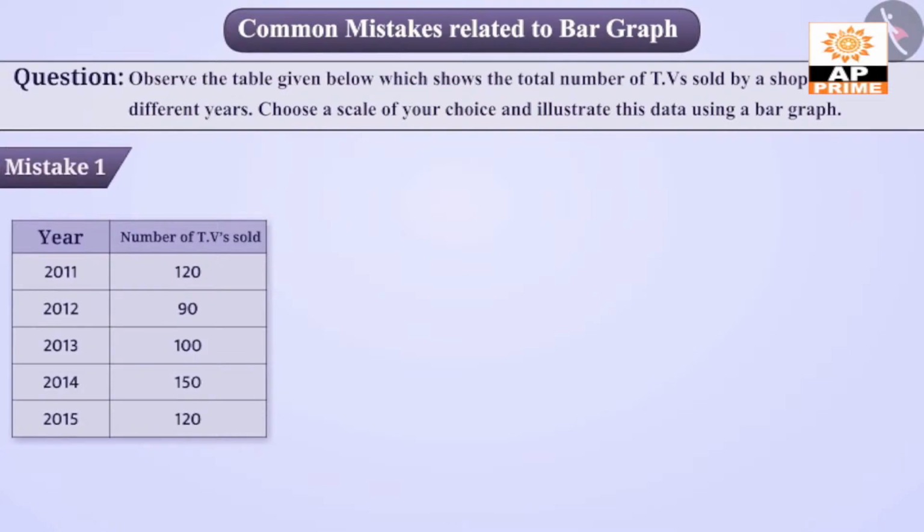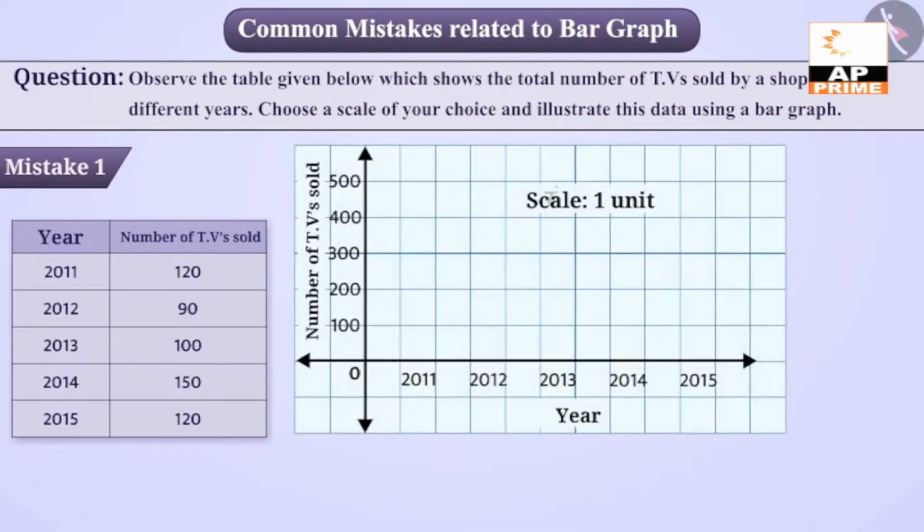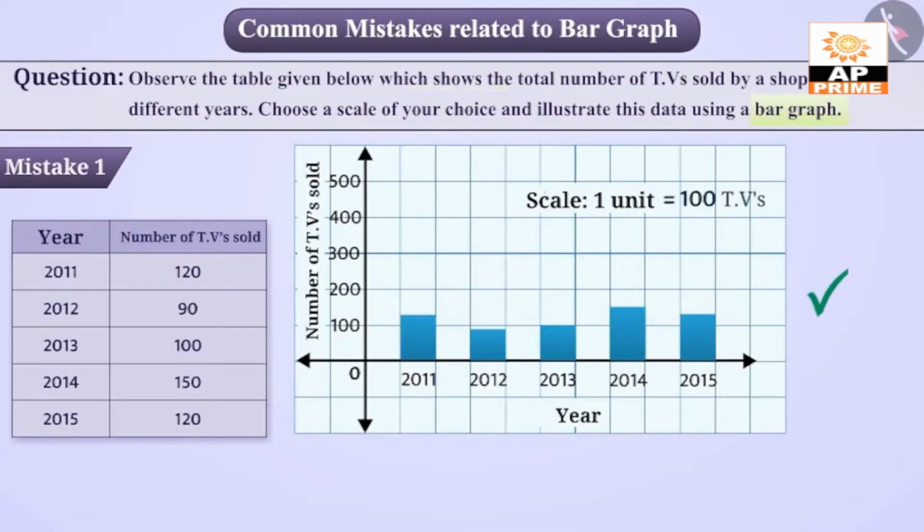Mistake 1. Some students fail to choose a suitable scale while drawing a bar graph. Suppose they try to draw a bar taking 1 unit length equal to 100 TVs. They thus obtain lengths of bars and attempt to draw a bar graph. Even though they succeed in forming the bar graph correctly, due to the length of the bars being too small, they face a lot of difficulty while drawing the bars.